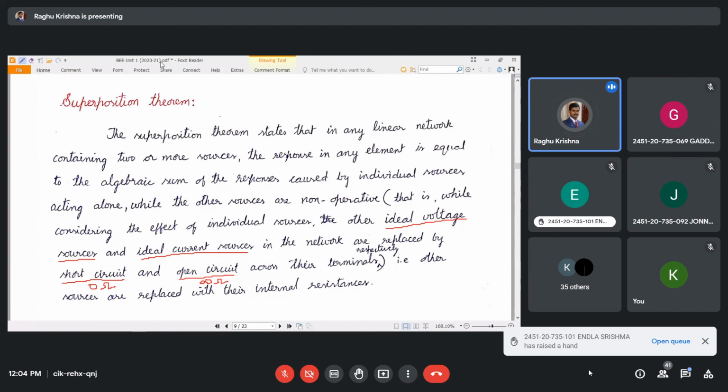So here once again, superposition theorem states that in any linear network containing two or more sources, the response in any element is equal to the algebraic sum of the responses caused by the individual sources acting alone, while the other sources are not operative. In order to make the other sources non-operative, they are replaced with their internal resistance. The internal resistance for a voltage source is 0 and the internal resistance for a current source is infinity. That is open. So let us do problems based on this.